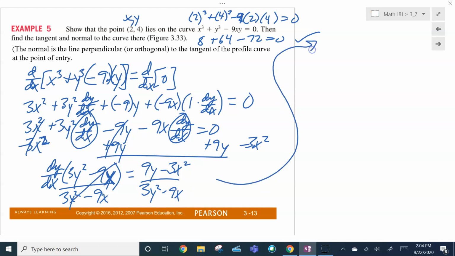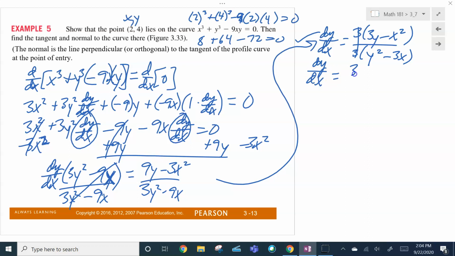And dy/dx is, and I'm going to take a 3 out of each of those, because I see that I can cancel. Alright, there's my dy/dx: (3y minus x squared) over (y squared minus 3x). So this will give me the slope of the tangent line at any point that I want.